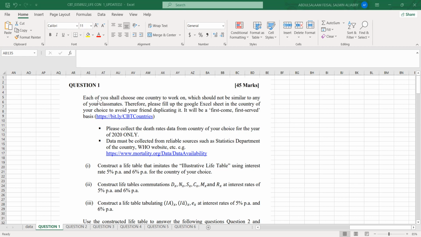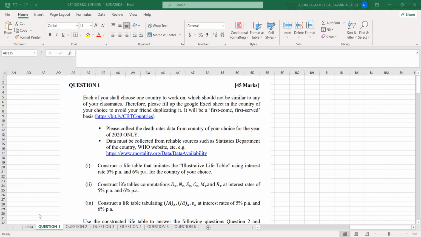The question says, each of you shall choose one country to work on, which should not be similar to any of your classmates. Therefore, please fill the Google Excel sheet in the country of your choice; duplicating it will be first come, first served basis. Please collect the death rates data from the country of your choice for the year of 2020 only. Data must be collected from reliable sources such as the statistics department of the country.